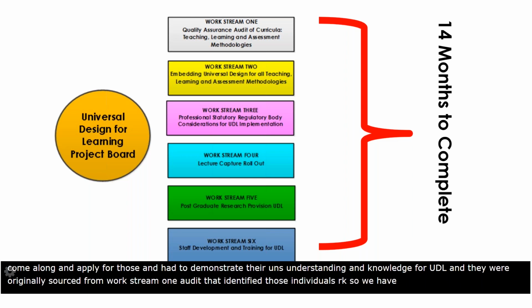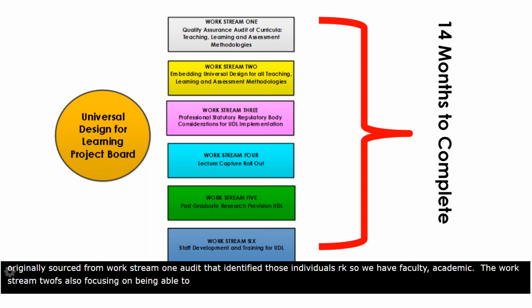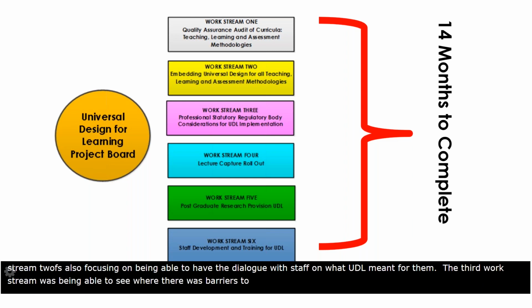Workstream 2 also was focusing on being able to have the dialogue with staff of what UDL meant to them, because it was a new concept for many. The third work stream was being able to see where there were barriers to UDL in particular sets of curriculum.